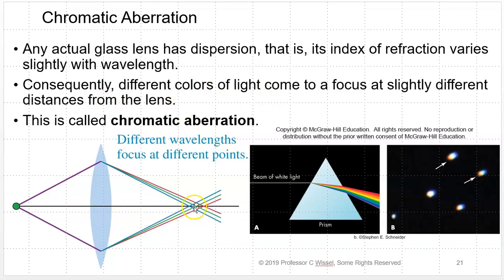So you can see what's happened. Red gets bent less, blue gets bent more. So there's a bunch of different focal points for different colors of light. This is called chromatic aberration. And it's the same thing that causes this. Now, this is what it looks like. What you would typically have is rings or color separation here. And by the way, only lenses have chromatic aberration.